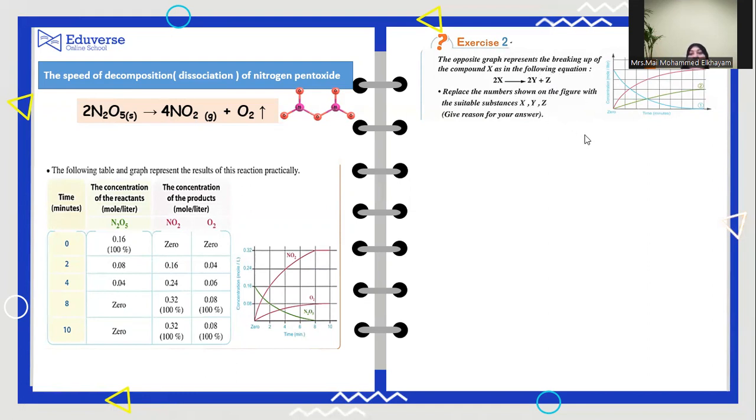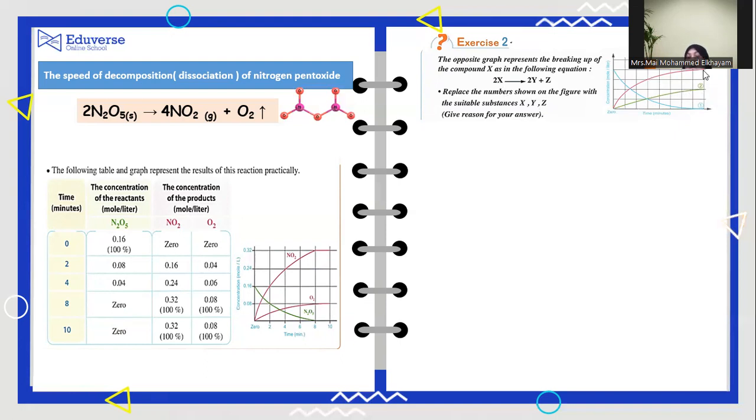Again, how can you answer this question? Look at zero time. Which one is the largest concentration? Is it the green, the red, or the blue? The blue one. So the blue one represents the reactants, while the green and red ones. Now, is it confusing? No.